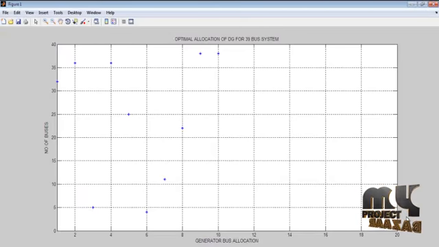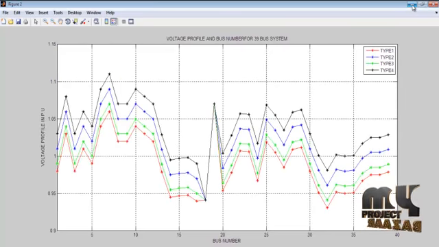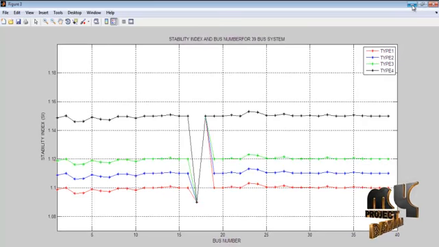The first one is the optimal allocation for the 39 bus system, with the number of buses on the y-axis and generation bus allocations on the x-axis. The next one is the voltage profile versus bus number for the 39 bus system, with the voltage profile in per unit on the y-axis and bus number on the x-axis. The next waveform is the stability index versus bus number for the 39 bus system, with bus number on the x-axis and stability index on the y-axis.